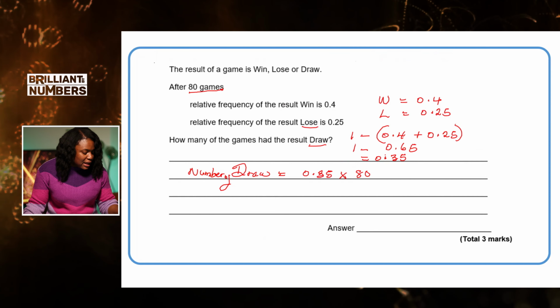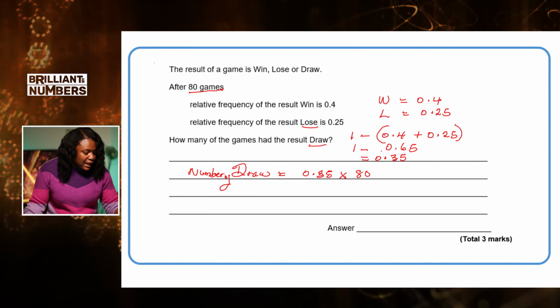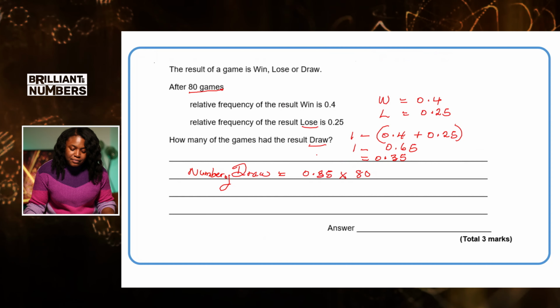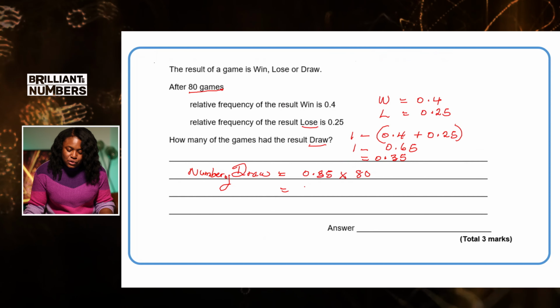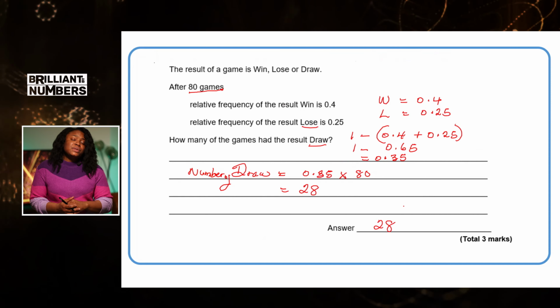We'll put that back in our calculator. So 80 times by 0.35, and that gets us to 28. We put that on our answer line, a beautiful 3 marker there.